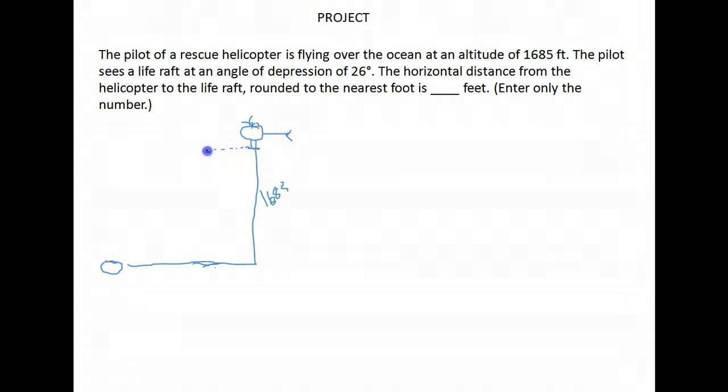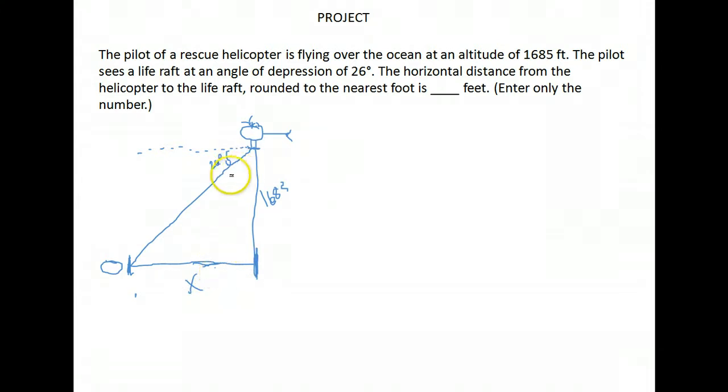Now remember, an angle of depression means the horizontal line from our helicopter, we open down from there, and the angle we're opening down is 26 degrees. Okay. They want to know what's the horizontal distance from the life raft to the helicopter. So if we looked straight across here, this is the distance we want to know.